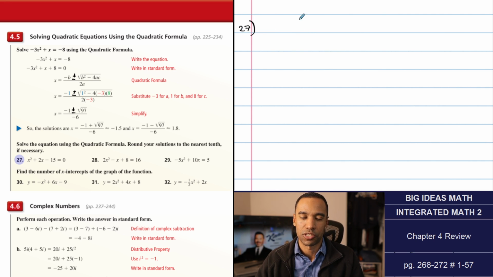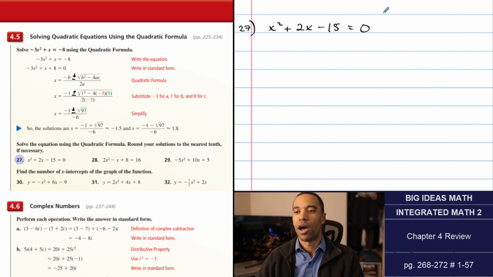27 does not look necessary because it looks factorable. As long as it's factorable, no rounding will be had. We'll just get exact answers. All right, on number 27, I have this set equal to 0. My a is 1, b is 2, c is negative 15.